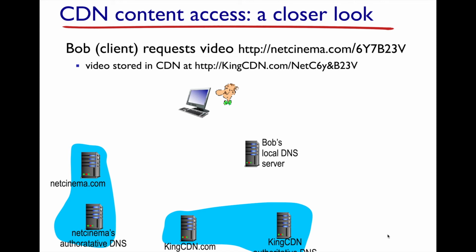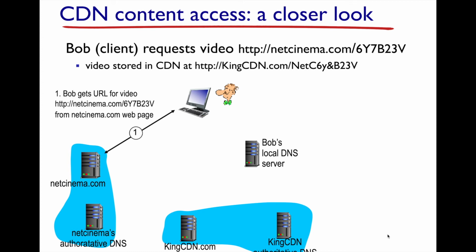So let's see what happens. In this particular case, we're going to use the DNS infrastructure as the way to provide this seamless mapping, so that you request in your browser, as a client, or Bob, netcinema.com, get this video. But at the end of the day, the right redirections are occurring in the DNS infrastructure to ultimately get that video from kingcdn.com. Okay, so let's take a look.